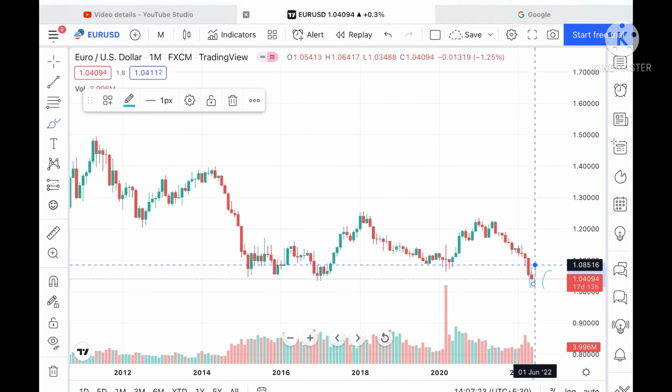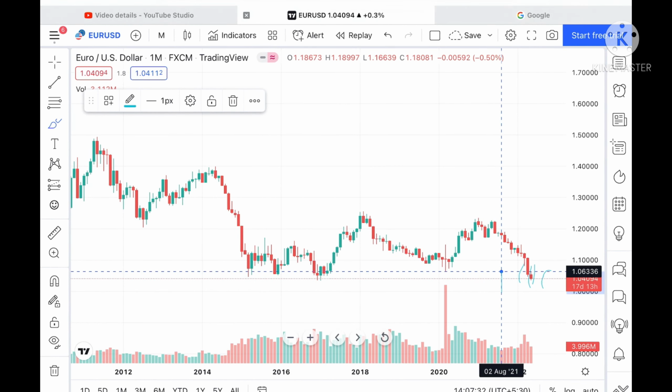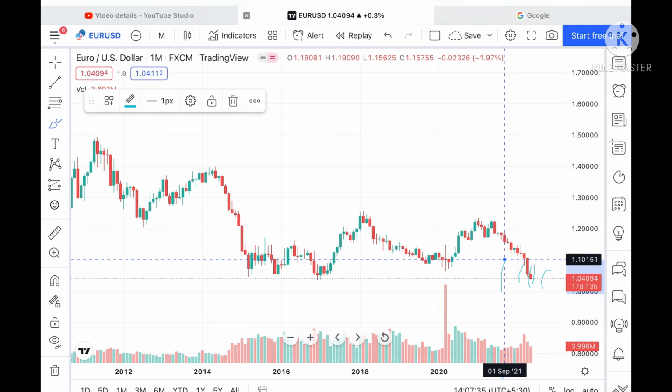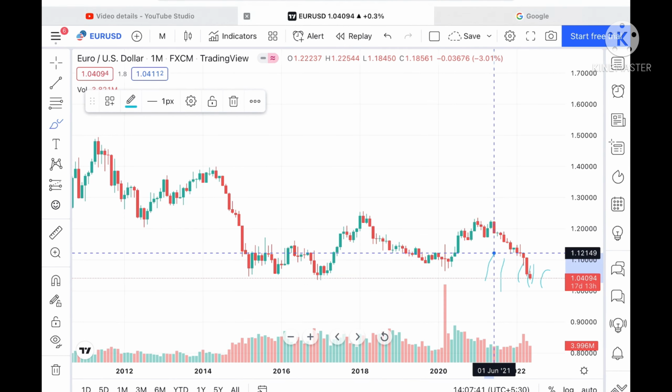We can see it can touch a level of 1.06, and from there we can see it can touch a level of 1.0942. Suppose the price goes above this level, then we can see it can move further upside towards a level of 1.1051514, and from there we can see it can move further upside towards a level of 1.12149.